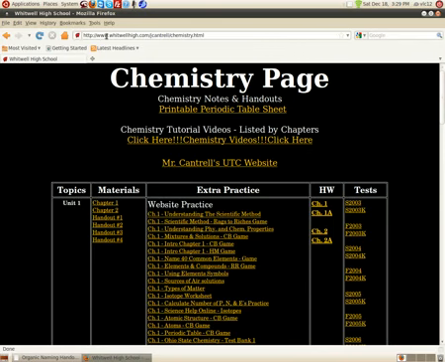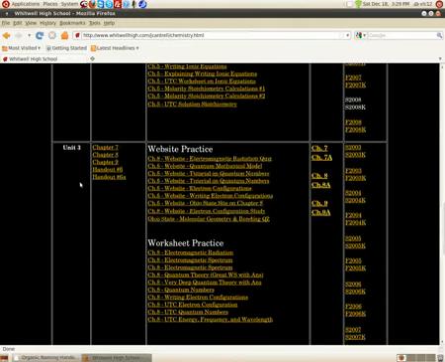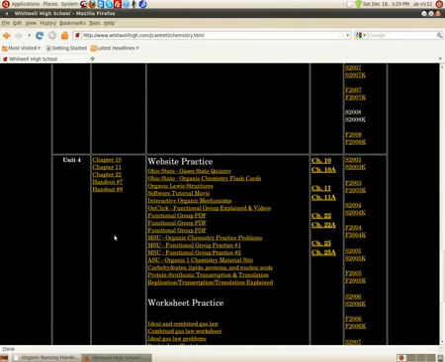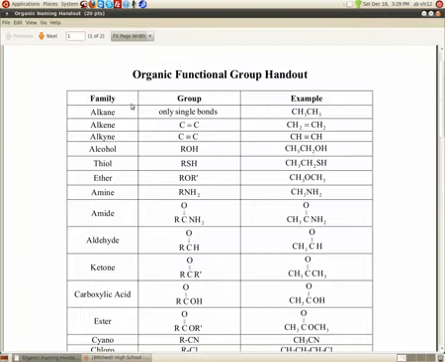Notice I'm at whittlehigh.com/jcantrell/chemistry.html. Anyway, this is one of the last topics in Unit 4. And the two handouts that we're going to be looking at are handout 7 and handout 8. Now both handouts will show you what functional groups you have to memorize.